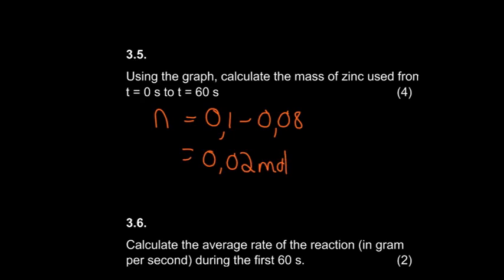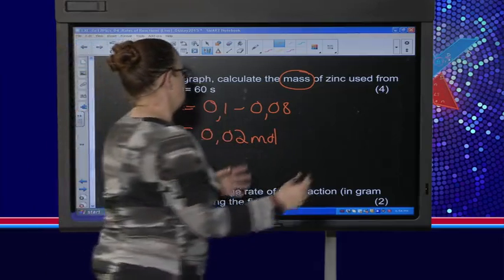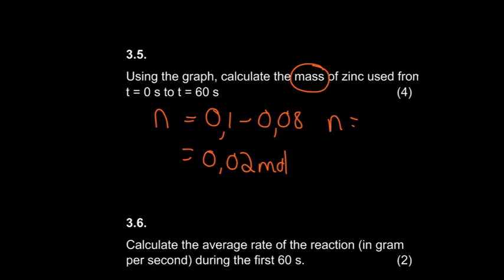That wasn't the question. The question is, what is the mass? Back to basic stoichiometry. Number of moles is mass divided by molar mass. We know that we've got 0.02. Little m is what we are looking for because that's the mass of the zinc.